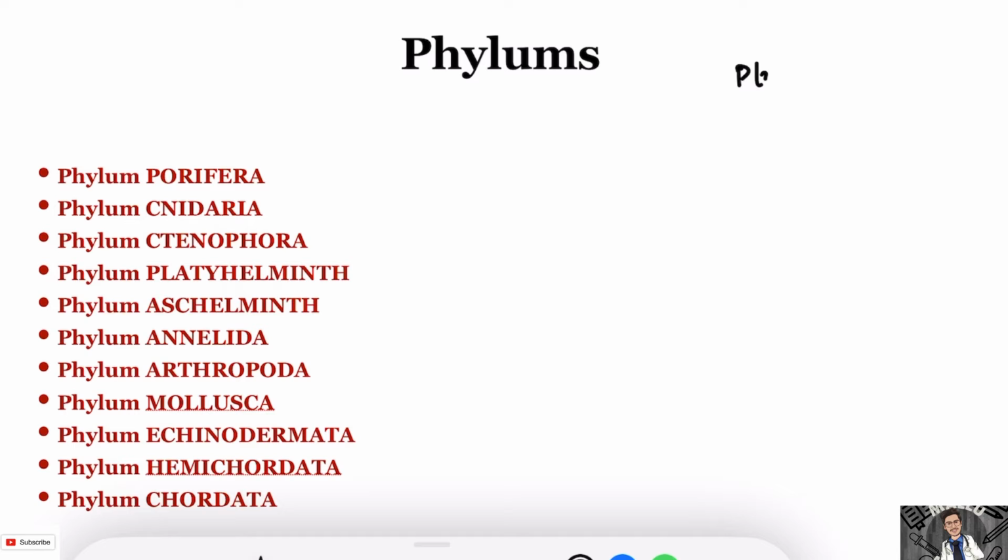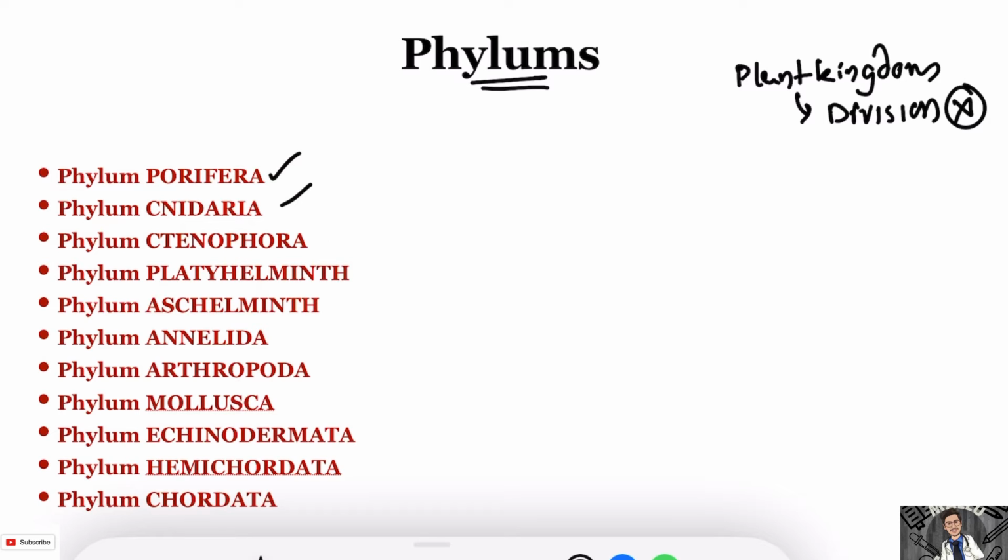So when we learned about the plant kingdom, we spoke about divisions, right? Like division, algae, bryophytes, pteridophytes, etc. But here, instead of the term division, we use the term phylum. And we have about 11 phylums like phylum Porifera, Cnidaria, Ctenophora, Platyhelminth, and the list continues.